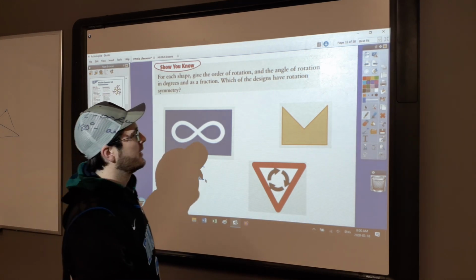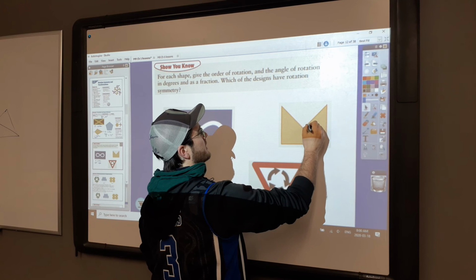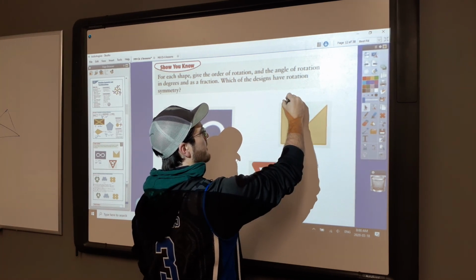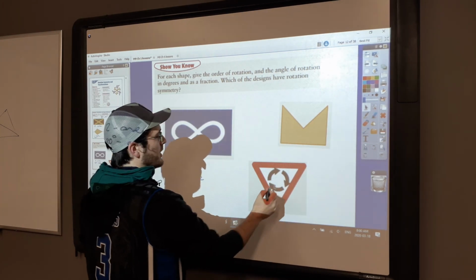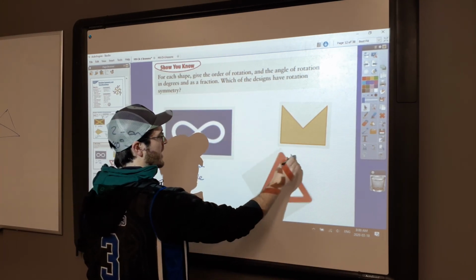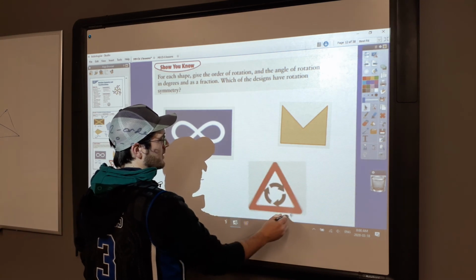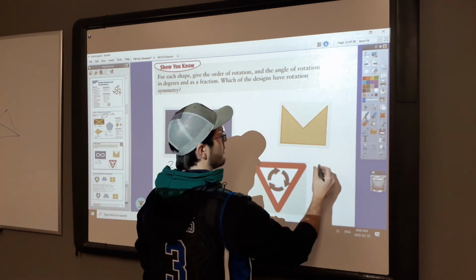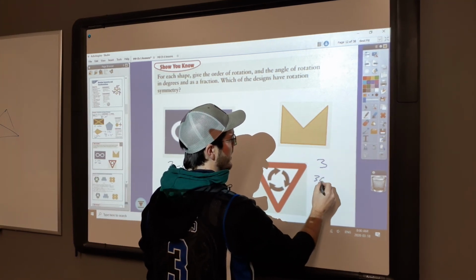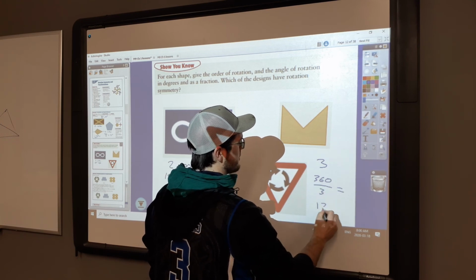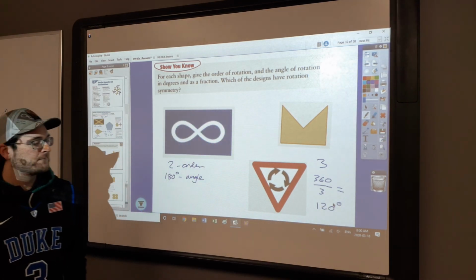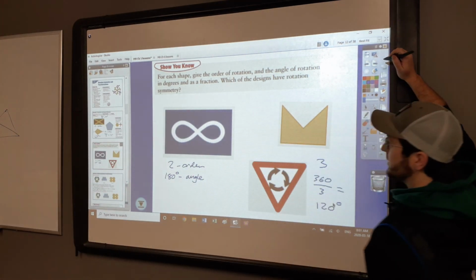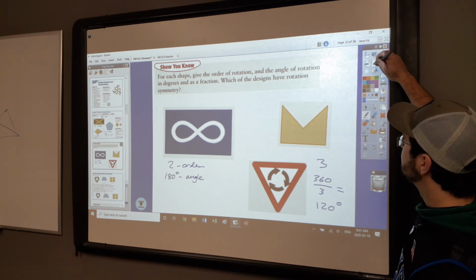Okay, this one here, I can't get back to my original shape. I'm just rotating it. I never get back to the original shape until I go all the way around. So that one doesn't work. This one, I could get back to my original shape here, once, twice, and 3 times. So that one has order of 3, and then 360 divided by 3 gives you 120 degrees for the angle. Okay, so that's really all there is to it for order of symmetry.